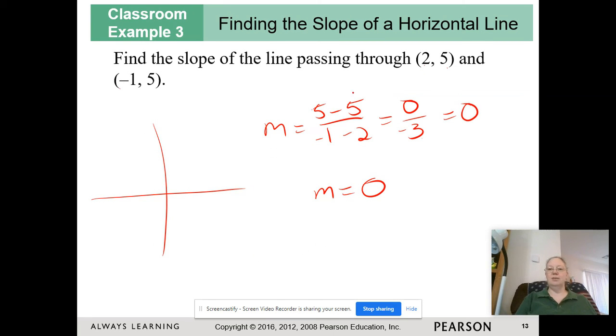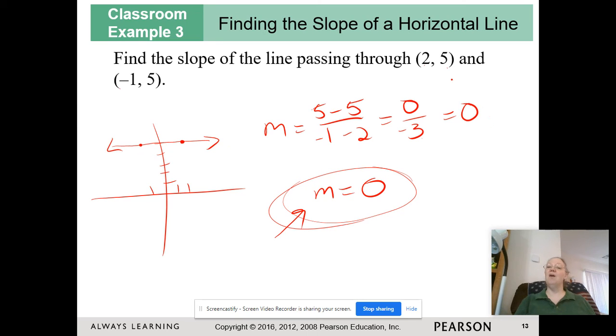I'm just going to plot these 2 points real quick. 1, 2, 1, 2, 3, 4, 5. And negative 1, 5. And notice that the line is actually a horizontal line. So it turns out that when we have this slope of 0, it's always going to be a horizontal line because there's no rise. When you have a horizontal line, it does not go up or down from left to right. So something to keep in mind, you will need to know that. A horizontal line is going to have a slope of 0.